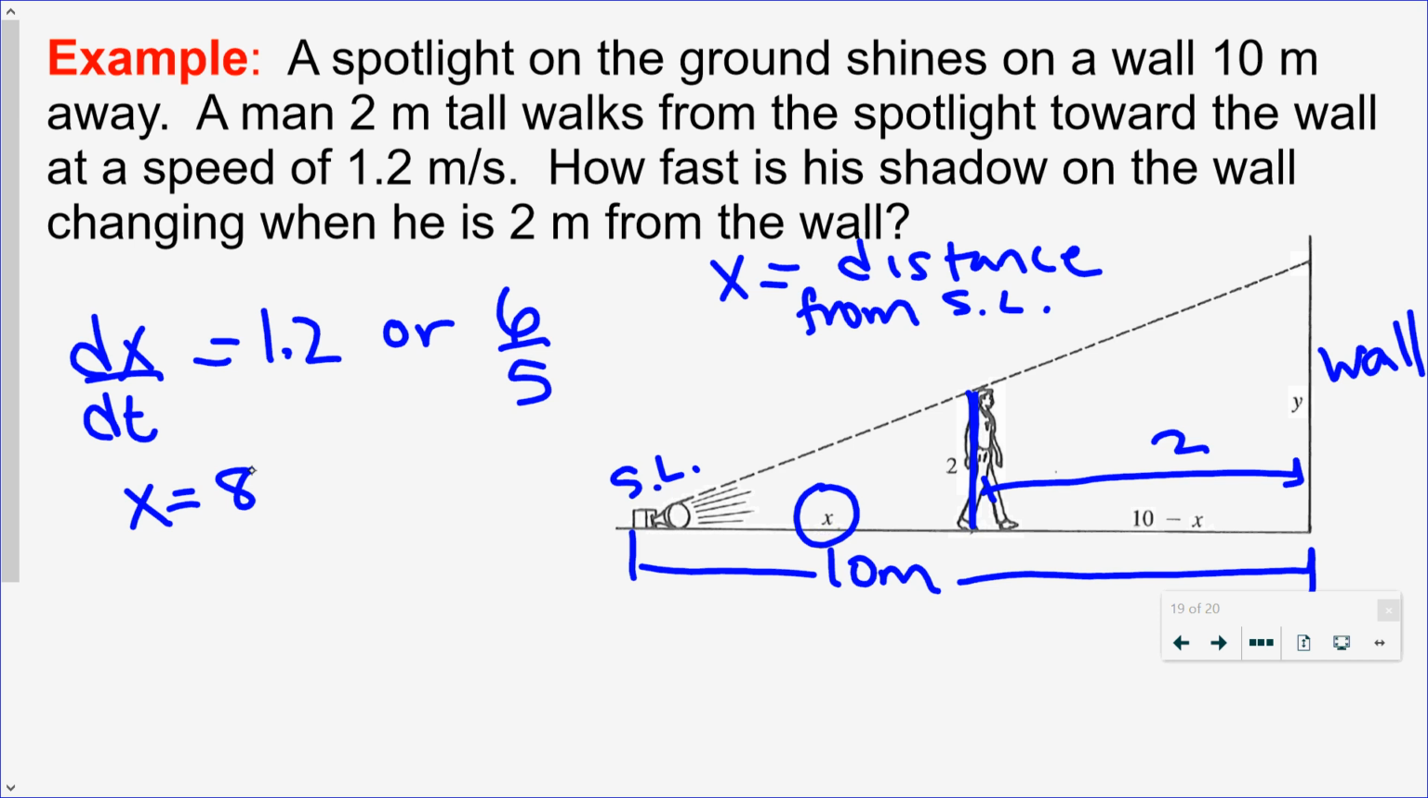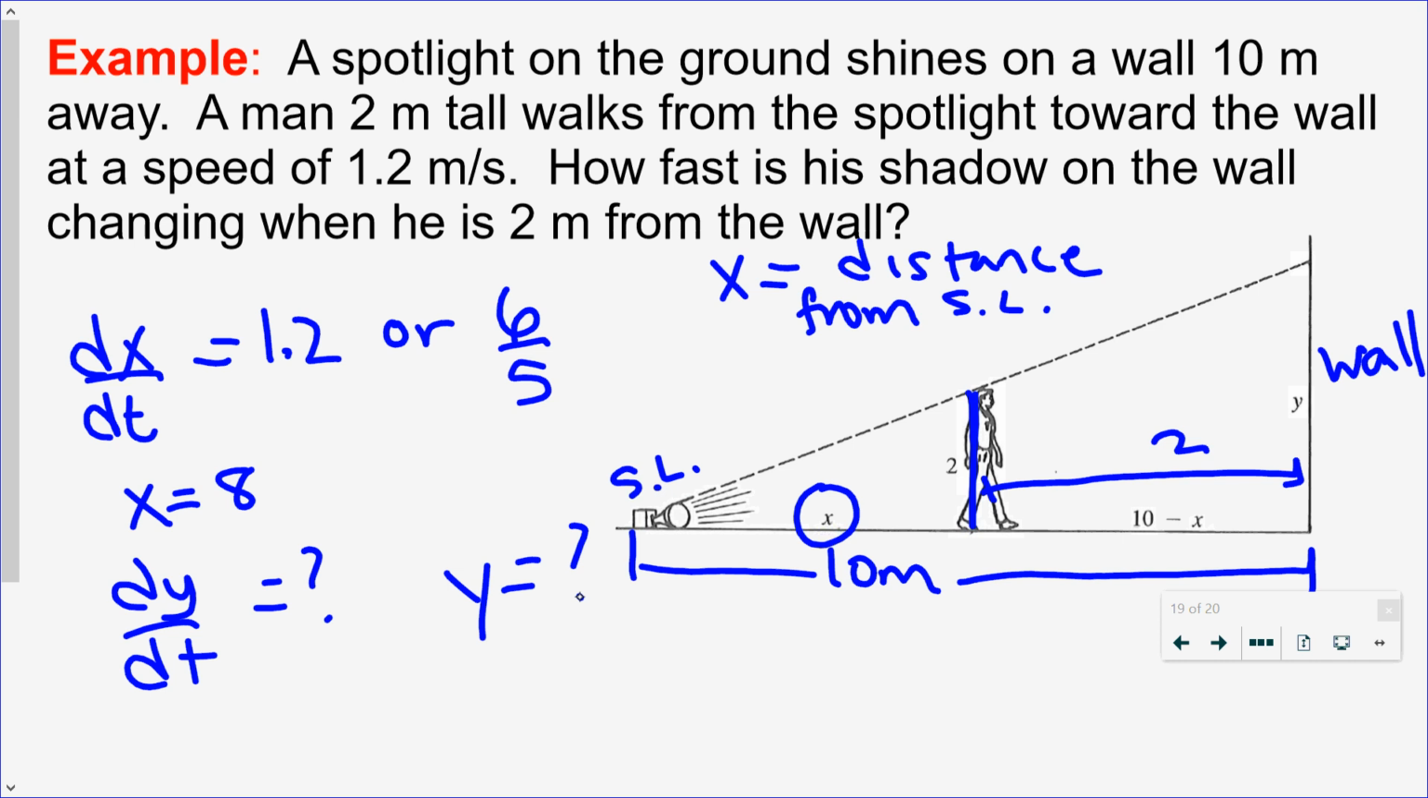Now I want to know the rate at which the shadow on the wall is changing. So I want to know dy by dt, but I also don't know y. I know dx by dt, I know x, I want dy by dt, but I don't know y. So we have to use some similar triangles like we did on the first part of related rates to come up with an expression.